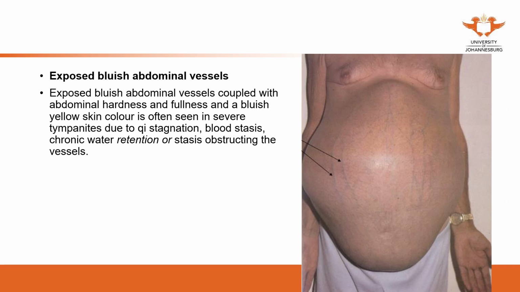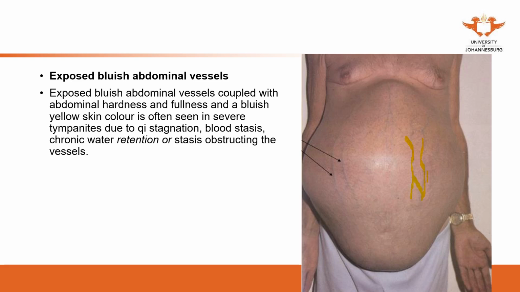If you see a patient present with a bulging abdomen like this, as well as veins on the wall of the abdomen, you need to be careful. This is chronic water retention in the abdomen, and the veins we see here. What do you think? How do you explain the veins here?